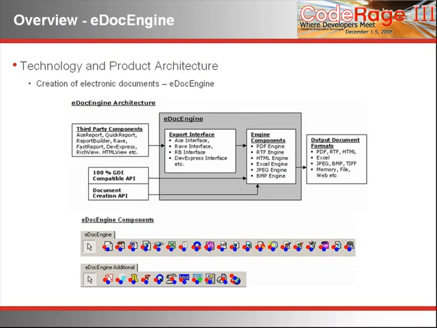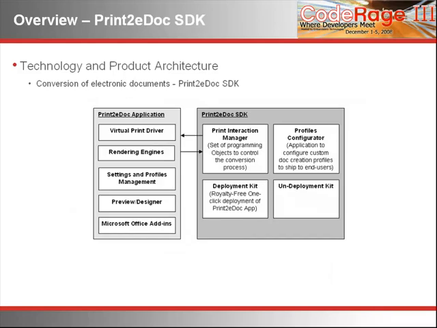We'll get to see a lot more code later on in the demo. Let's get back and have a look at the product that we will use for the second type of needs, that is conversion from any electronic document format to PDF and other formats. For this we will be using Print to Edoc SDK. Print to Edoc consists of two parts, the Print to Edoc application and the Print to Edoc SDK.